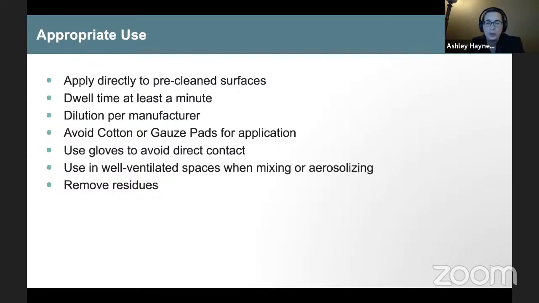It's important to try to avoid direct contact with the products and use gloves. If you're aerosolizing or mixing these where they're going to be kicked up into the air during the process, you do want to be in a well-ventilated space. They don't vaporize off, they will dry on the surface. So afterwards, it's not like the vapors are going to come off because they don't make vapors, but you do want to remove residues because it can leave a residue behind. And those residues are not food safe, so you don't want to use them on food preparation sites. Next slide, please.